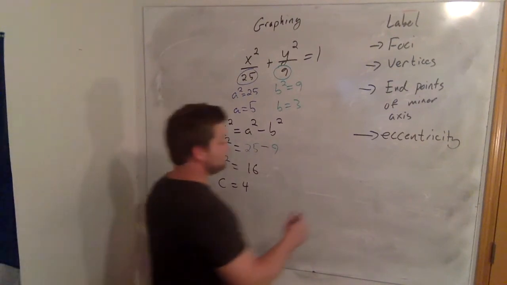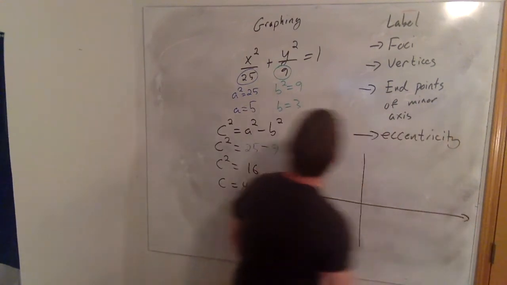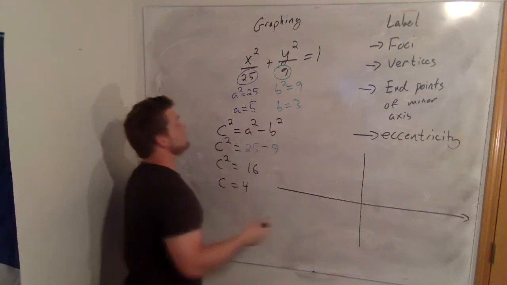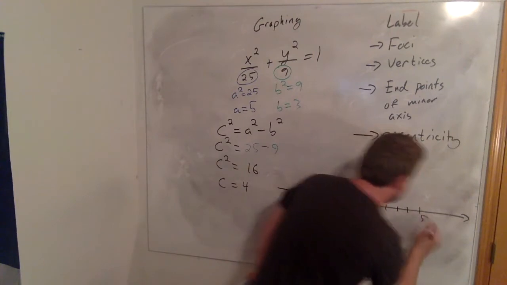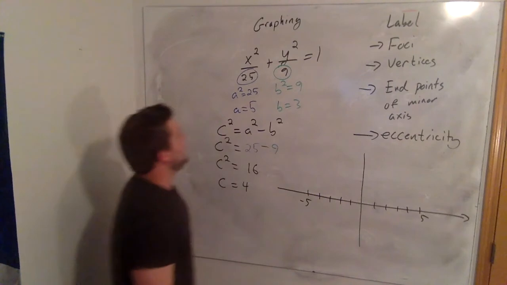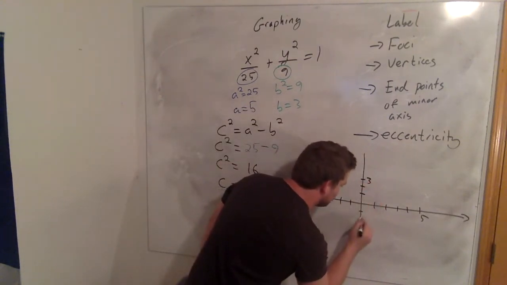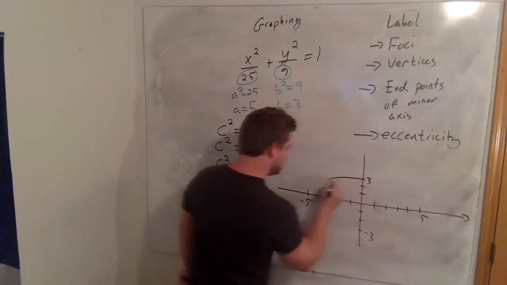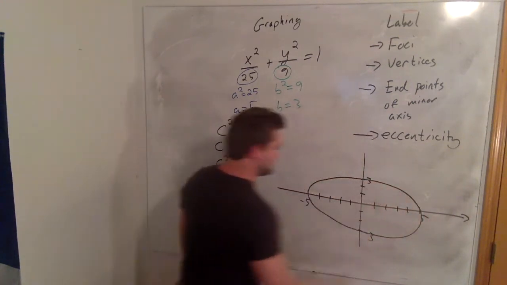Okay, let's go ahead and sketch the ellipse. We need to go out 5 units in both directions along the x-axis from the origin. So 1, 2, 3, 4, 5, and 1, 2, 3, 4, 5. And in the y direction, we need to go up 3 and down 3. So here's a rough sketch of our ellipse.